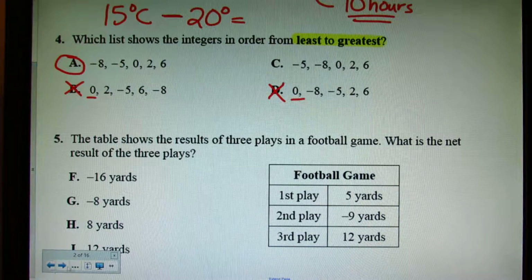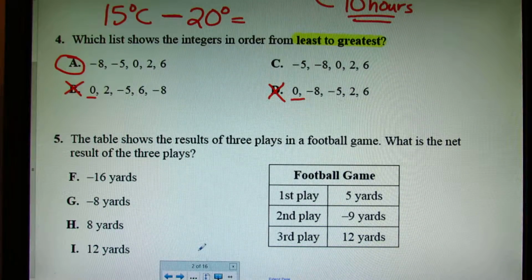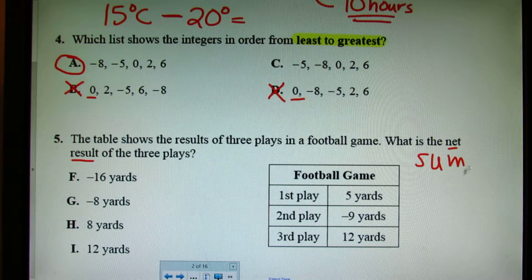Make sure you have everything written down. Number 5. The table below shows the results of 3 plays in a football game. What is the net result of the 3 plays? Another word for net result is just sum. So all I'm really going to do with these is add them up. And again, your calculator can add these for you.